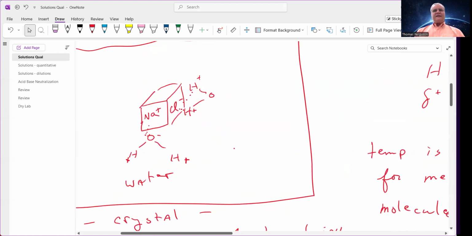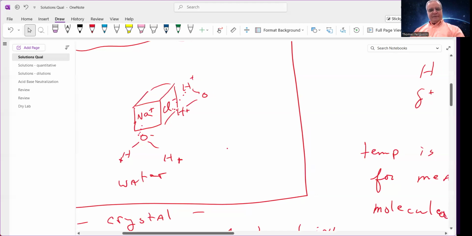Now, salt is called an ionic solid. That means it's made up of ions, cations and anions. There are covalent solids like diamond and graphite, which are very different. Ionic solids dissolve well in polar solvents. So what do I mean by polarity?